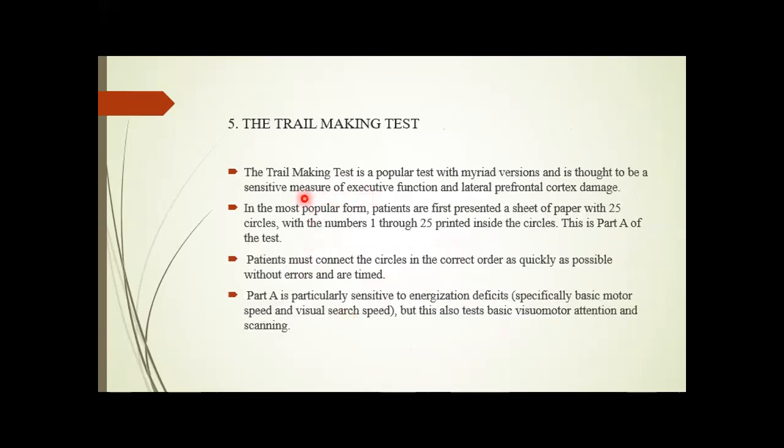Fifth one is the trail making test. The trail making test is a popular test with myriad versions and is thought to be a sensitive measure of executive functions and lateral prefrontal cortex damage. In the most popular form, the patients are first presented a sheet of paper with 25 circles with the numbers 1 through 25 printed inside the circles. This is part A of the test. The patient must connect the circles in correct order as quickly as possible without errors, and is timed. Part A is particularly sensitive to energization deficits, specifically basic motor speed and visual search speed, but it also tests basic visuomotor attention and scanning.